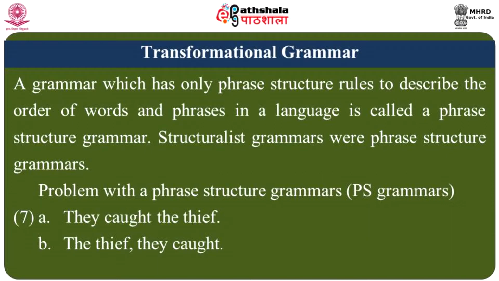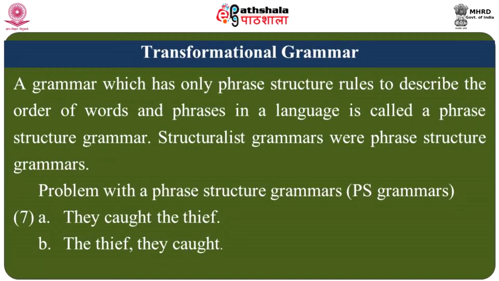Transformational grammar. A grammar which has only phrase structure rules to describe the order of words and phrases in a language is called a phrase structure grammar. Structuralist grammars were phrase structure grammars. But phrase structure grammars or PS grammars have a problem when faced with a pair of sentences like the following. They caught the thief. The thief they caught. The first sentence can be readily described by a rewrite rule for a VP with a transitive verb. But how do we describe the second sentence? In it, the thief is obviously not the subject of the sentence, which is they. Then what is it doing in front of the subject?